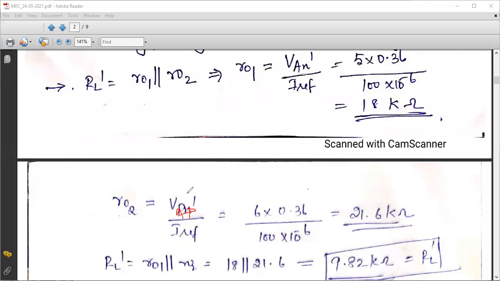What is VAP dash? VAP dash is nothing but the voltage into the length of the channel divided by, again, IREF, which will be the same, 100 into 10 to the power minus 6, because it's a current mirror circuit. So the drain current of Q1 will be the same as the drain current of Q2, which is further equal to the reference current. So ID can be considered as IREF. And why am I multiplying this? Because in your question for the P MOSFET, they have given the early voltage as 6 volt per micrometer. So if you want to find the total voltage, you have to multiply that voltage with the length of the channel, that is 0.36.